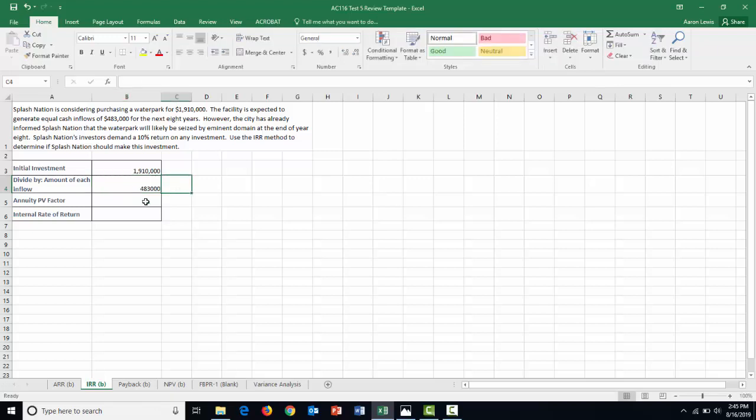and that is $483,000. So if we divide our initial investment by the amount that we're going to get in cash inflow each year, we come up with 3.95 and a whole bunch of decimals afterwards. This number is the number we can use to find our present value of an annuity factor. So we need to go to our present value of an annuity table and figure out where that lies on the line for the length of our investment, which is 8 years.